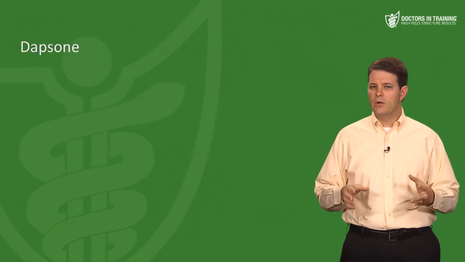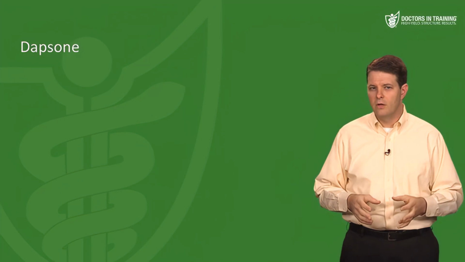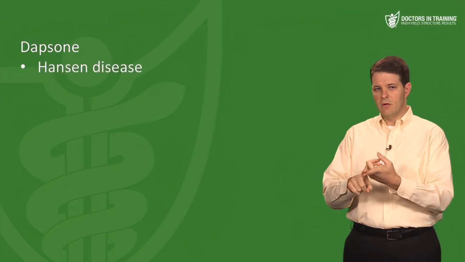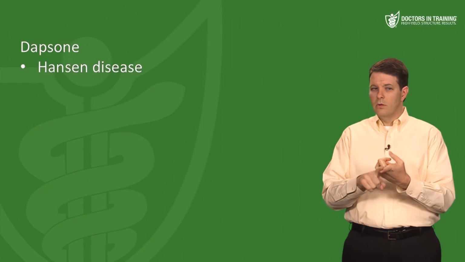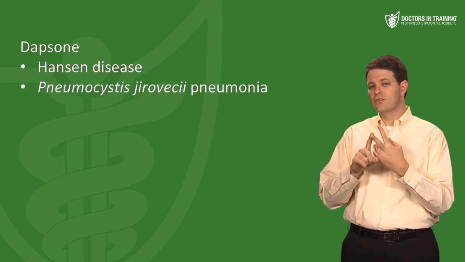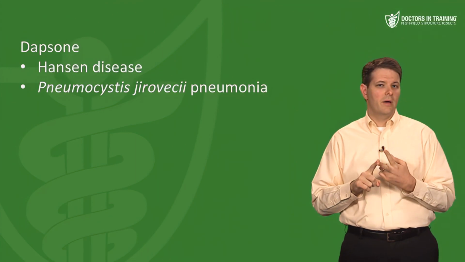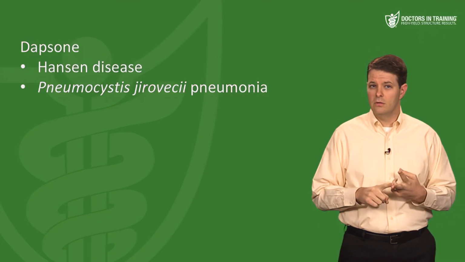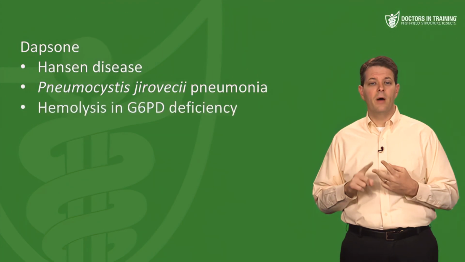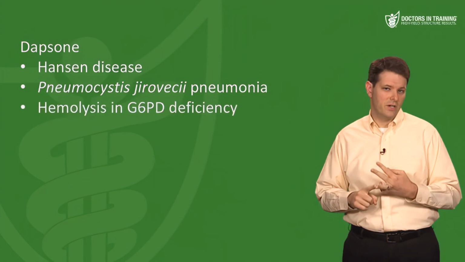And let me remind you a couple of quick things about dapsone. So we use it to treat Hansen disease. Now, where else do we use dapsone? Well, it's one of the second-line options for prophylaxis or treatment of pneumocystis jirovecii. And do you remember hearing about an interesting adverse effect of dapsone? Well, dapsone is one of the drugs that causes hemolysis in patients with G6PD deficiency.